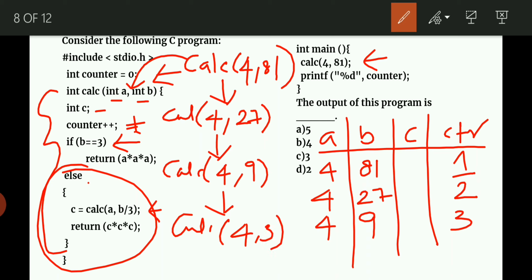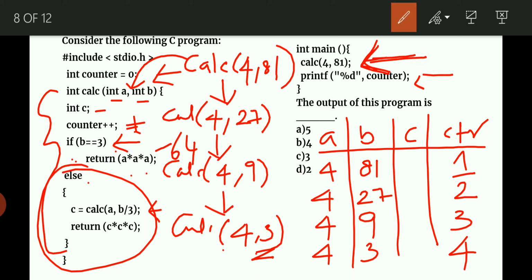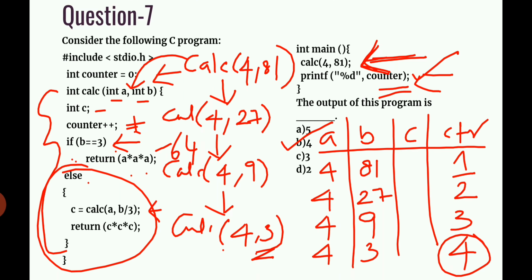So it will come to the function. It will assign a equal to 4, b equal to 3, and the counter is now 4, and it will check whether b double equal to 3, and b is now 3, so it will return a star a star a. The value of a equals 4, so it will simply return 64. Now the control will be transferred to the main function. Here the control will come to here. Then it will print the value of counter. Counter is a global variable and it has value 4, so it will simply print the value 4. So option B is the right answer.